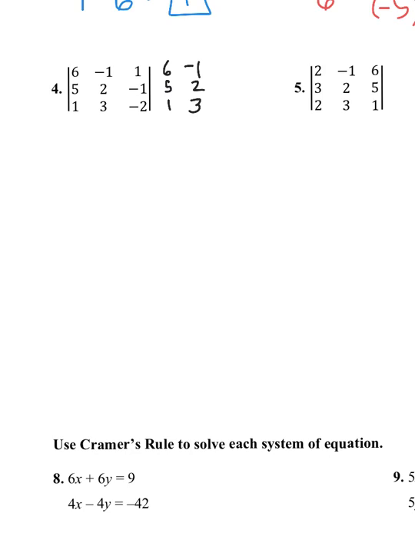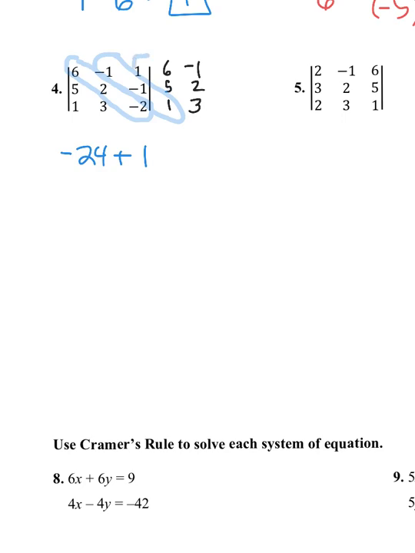All right, and then now we're going to multiply our diagonals. So the first diagonal I'm going to multiply is going to be the 6, 2, and -2. So that gets me a product of -24. Then I'm going to multiply the second one right next to it of -1, -1, and 1. And now I'm going to add that to my -24.